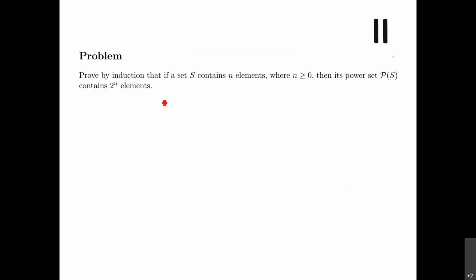Last question. Prove by induction that if a set S contains n elements, where n is greater than or equal to 0, then its power set contains 2 power n elements. So we know this. We know that if a set's size is n, we already know that the size of its power set is going to be 2 power n.